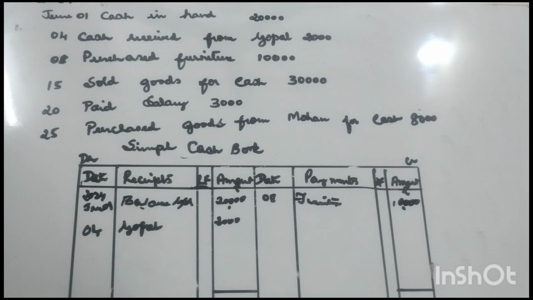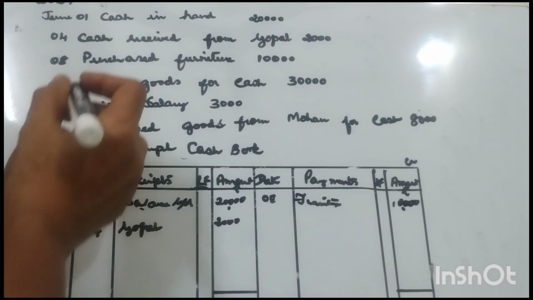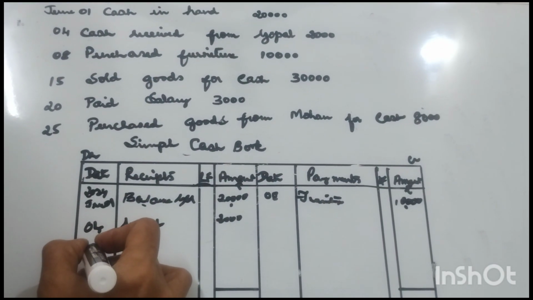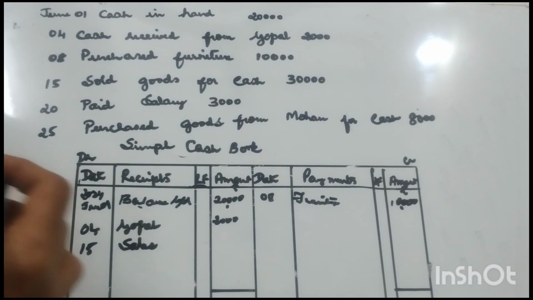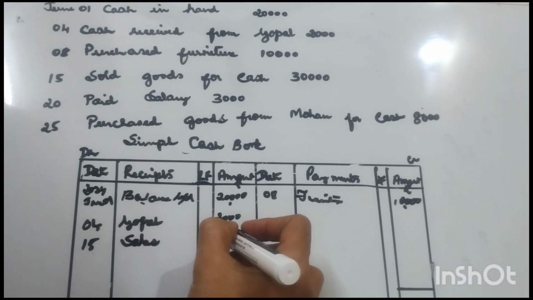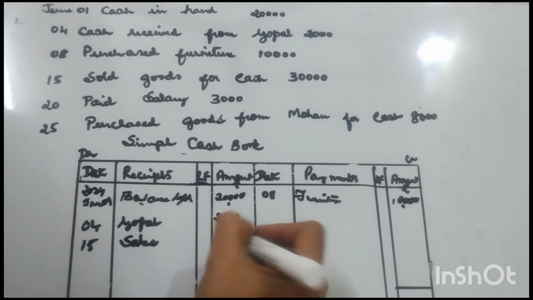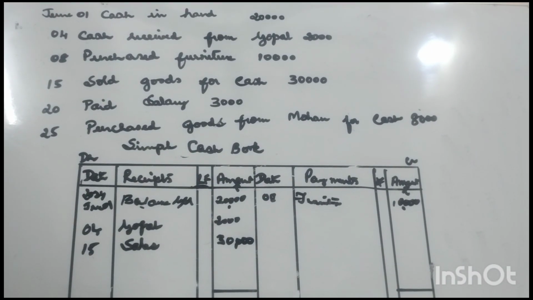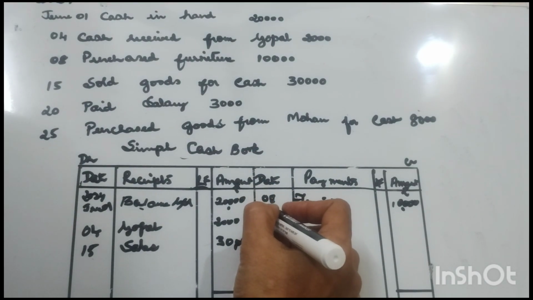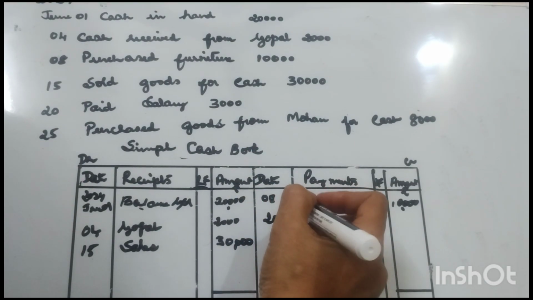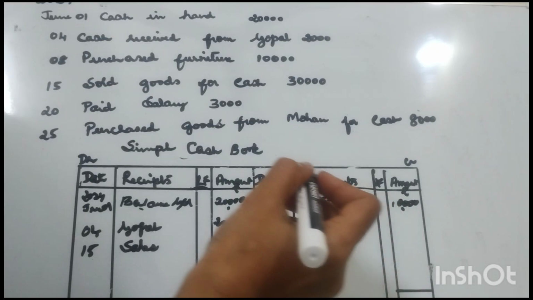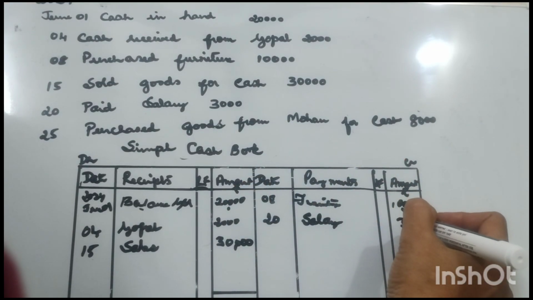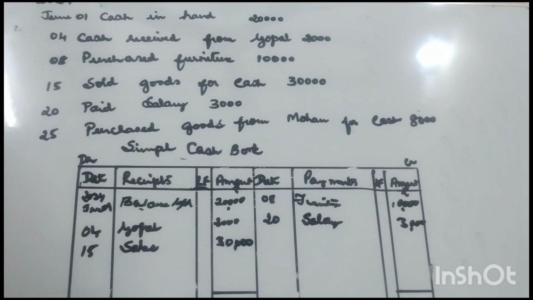Next, sold goods for cash. On the 15th, the firm has made the sales of goods. So sales account has to be debited. The firm has received cash worth rupees 30,000. Record under debit side. Then June 20th, paid salary. So there is payment of cash for the salary. Salary account has to be credited worth rupees 3000. It has to be credited.